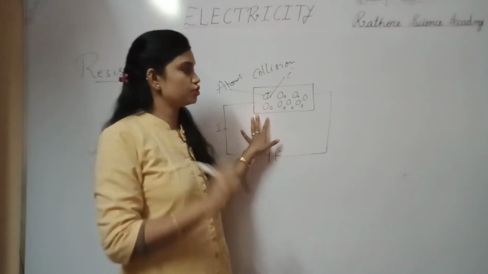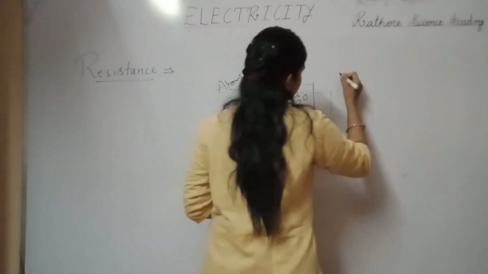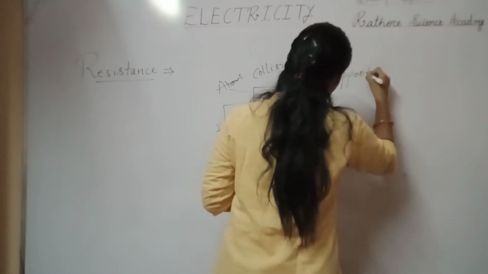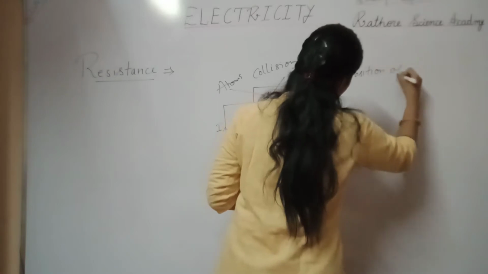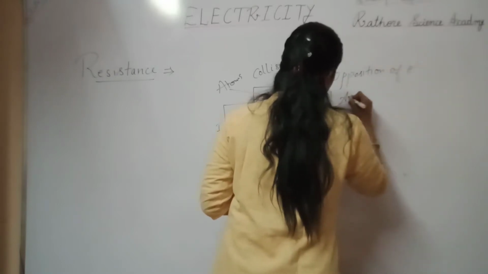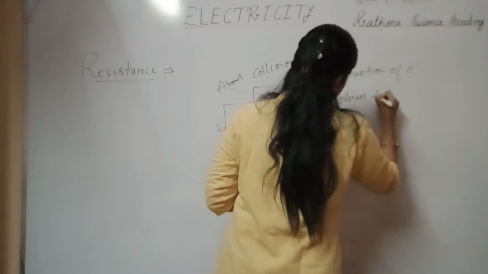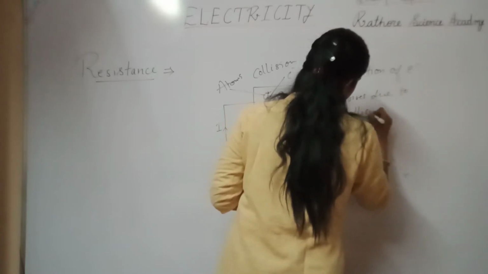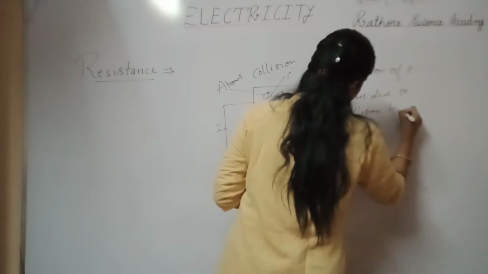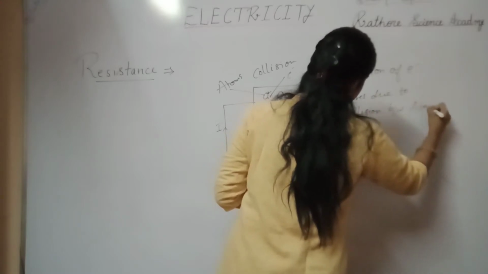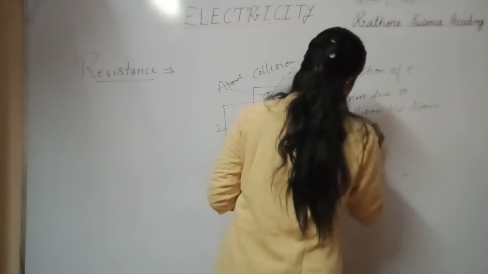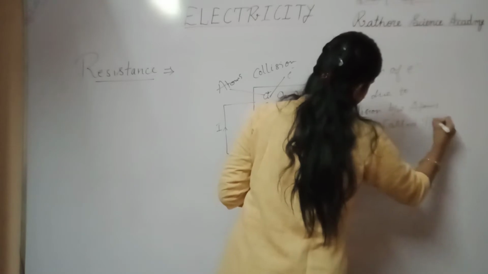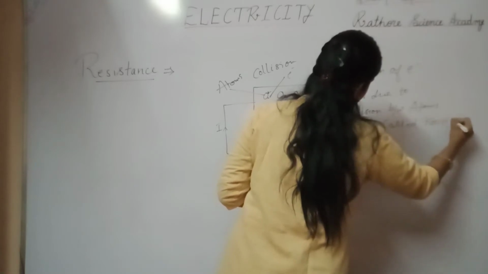The opposition of electron arises due to collision between atoms and electrons, and it is called resistance.